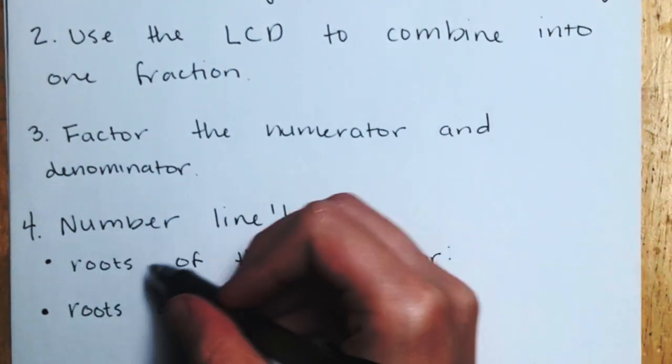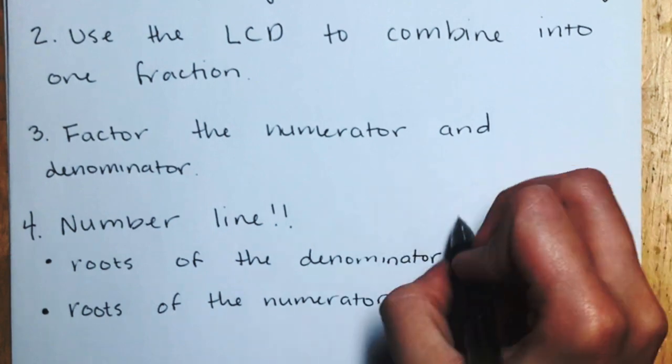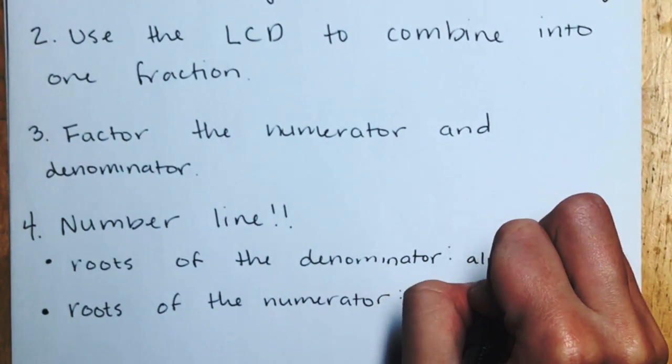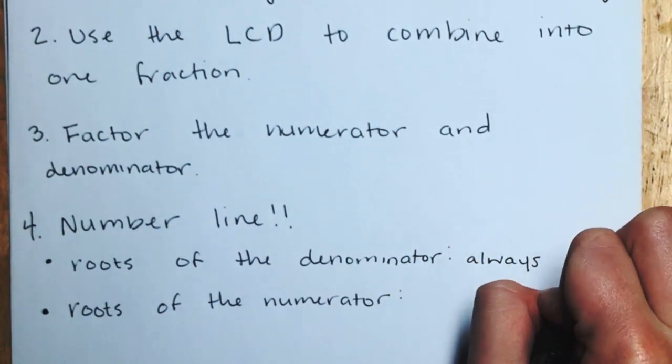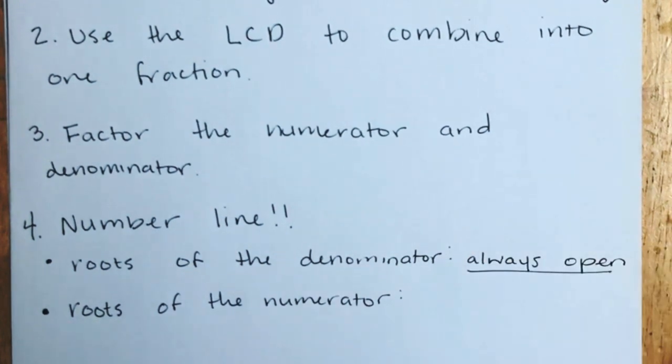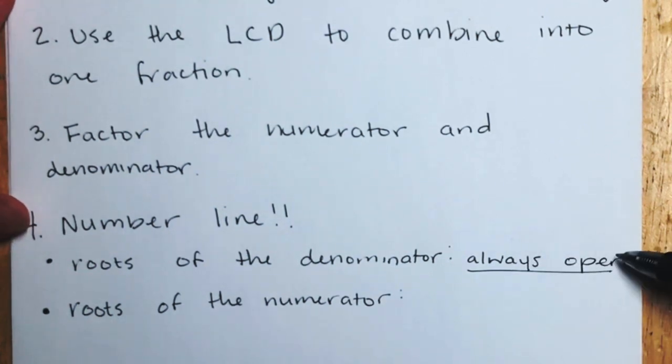Since we're undefined at the roots of our denominator, this is going to be always open. How could we tell whether a function is positive or negative, whether it's greater than or not greater than 0, if it doesn't even exist? So these always have to be open.